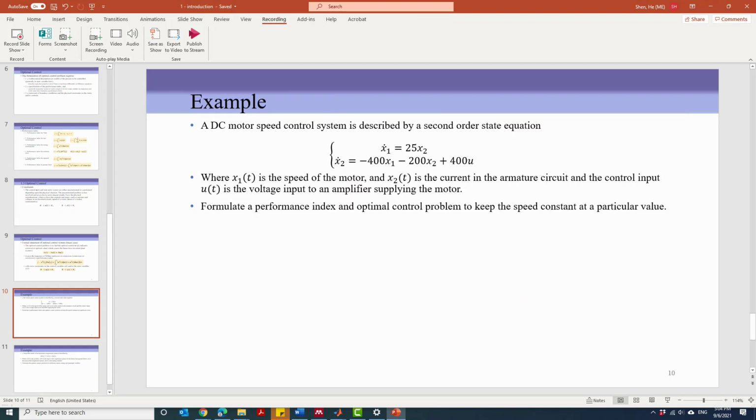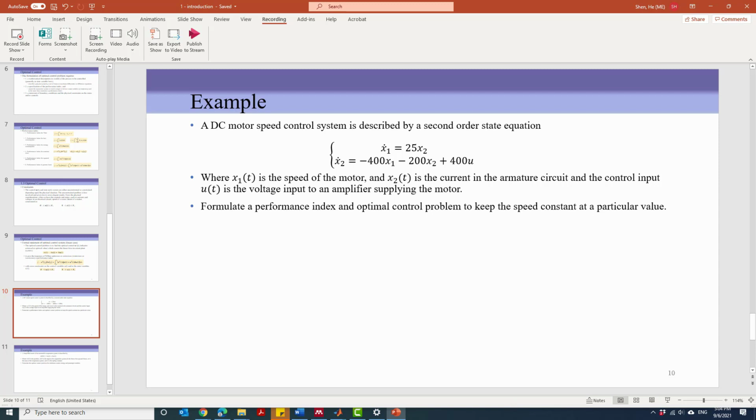So let's look at some examples about how to put a problem into a standard optimal control problem. In this example, a DC motor speed control system is described by these equations, where x1 is the speed of a motor and x2 is the current in the armature circuit, and the control u(t) is the voltage applied to an amplifier supplying the motor. Formulate a performance index and optimal control problem to keep the speed constant at a particular value.